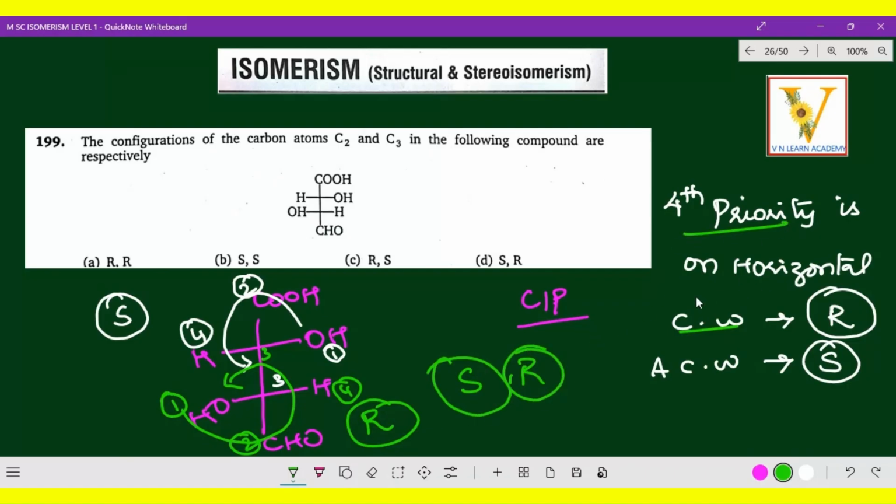The fourth priority is on horizontal, right? So according to that, S and R. Which is the correct option? Option D is the correct option. The fourth priority is on horizontal; clockwise means R, and anti-clockwise means S. I hope you got a clear idea about CIP, that is Cahn, Ingold, and Prelog, absolute configuration, how to identify the RS configuration. Come on, let's go to the next question.